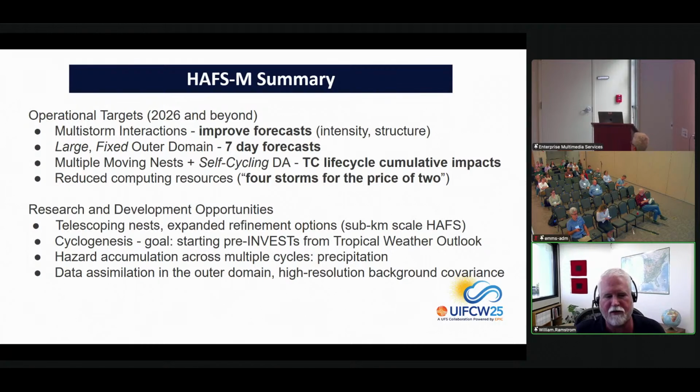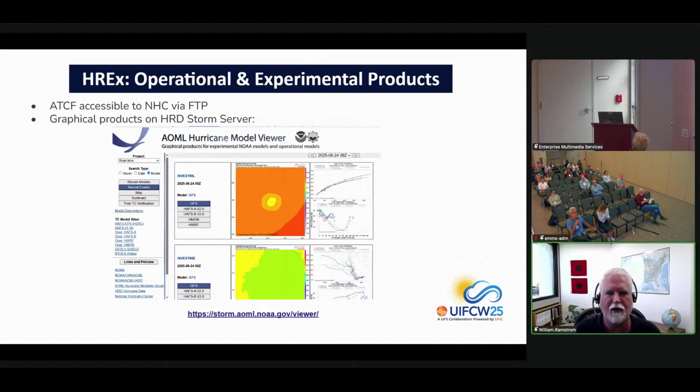Finally, some other things in terms of the hazard side, looking at accumulating hazards across multiple scales, multiple cycles, such as precipitation or wind swaths, and then leveraging the fixed outer domain to improve data assimilation and have a more stable platform for that. This is my final slide. Thank you. So here's just a link for, again, our viewer and any questions if there's time left.